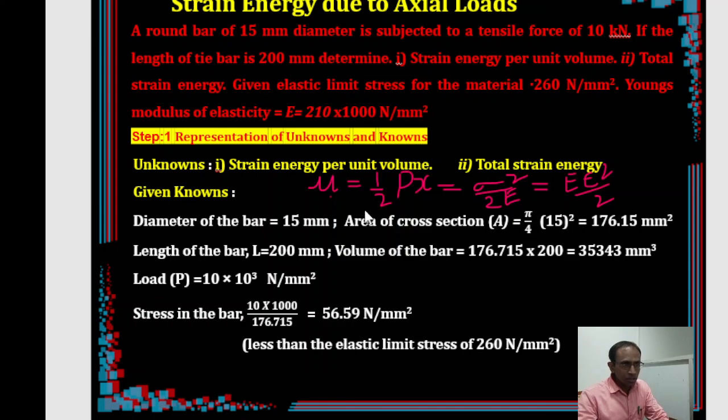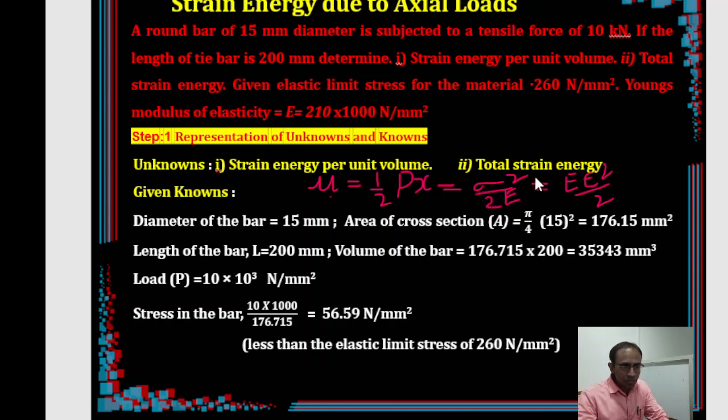So let's look at the complete view of the solution. Let's see what was given. The diameter is given. From the diameter, we know the cross sectional area, because it's a rod, a circular rod, a round bar. So the area is known to us, and the length of the bar is given, which means we can know the volume of the bar. So now we know the area and volume, and the load was given. Once the load and area are known, we are able to calculate the stress, because stress is nothing but load by area.